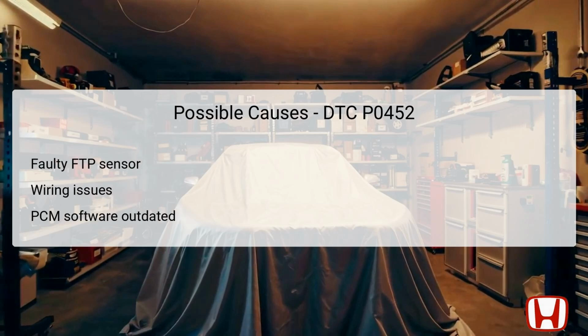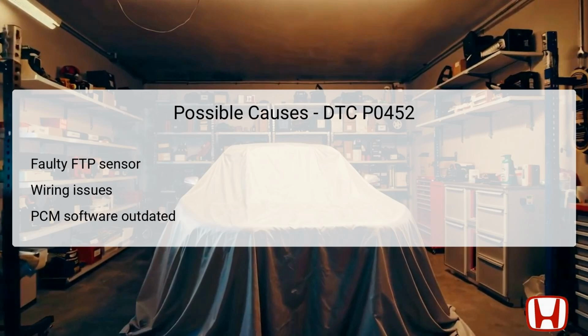The possible causes for the DTC P0452 must be investigated carefully. First, a faulty FTP sensor can directly lead to low voltage readings, making it imperative to test this component for proper functionality. Second, wiring issues, such as shorts or open circuits, can disrupt the signal between the FTP sensor and the PCM, leading to erroneous voltage readings.